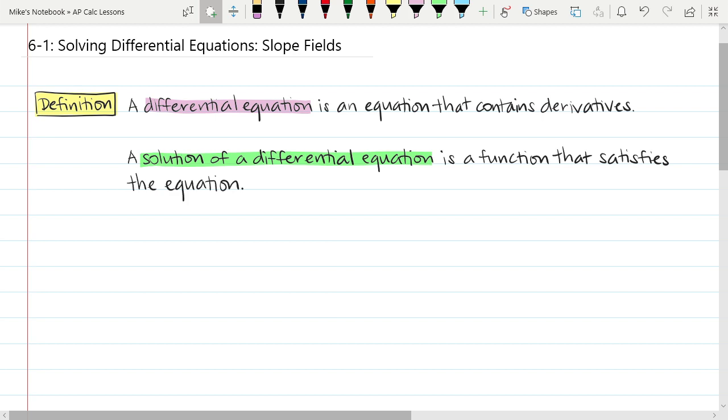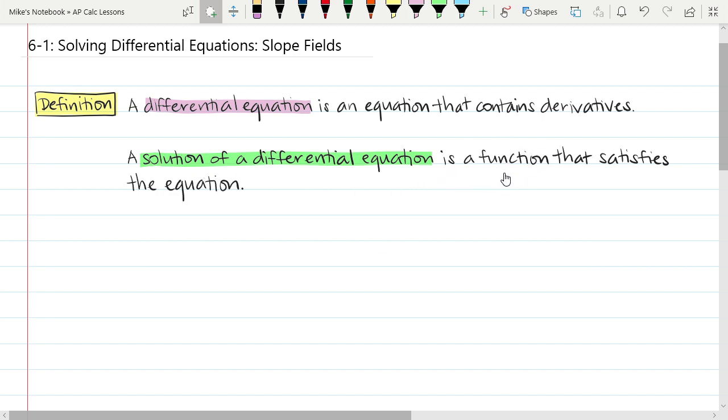Now, what the heck is a differential equation? So a differential equation is just an equation that contains derivatives. So not really surprising there. And because a differential equation is an equation, it is something that we can solve. And that means that a solution of a differential equation, just like a solution of any equation, is a function that satisfies the equation. Now, you're used to solving an equation and getting a value, like a number, x equals 5. For a differential equation, your solutions actually take on the form of a function.